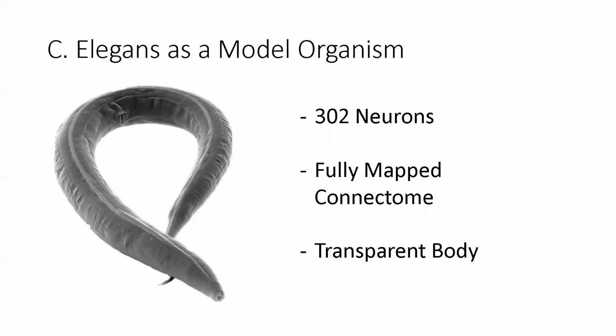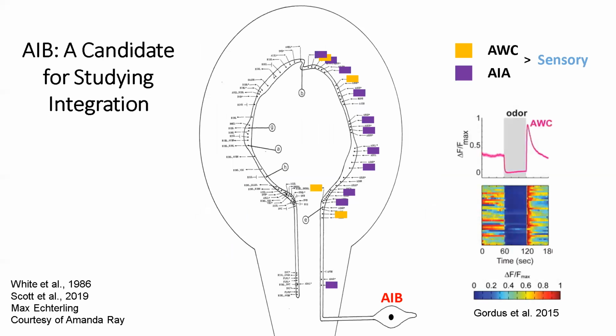We want to study whether this happens in a living organism because those results come from brain slices. So we're going to use C. elegans to study this phenomenon, which has 302 neurons. Its connectome is fully mapped, and its body is transparent so we can visualize neuron activity.